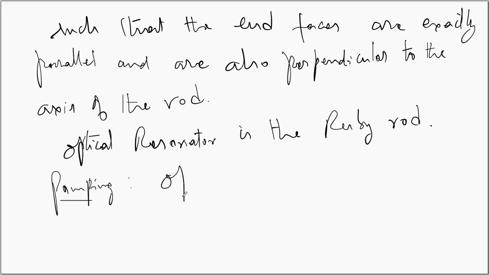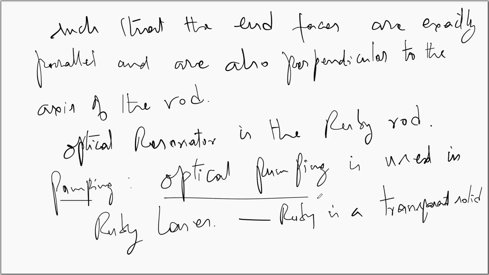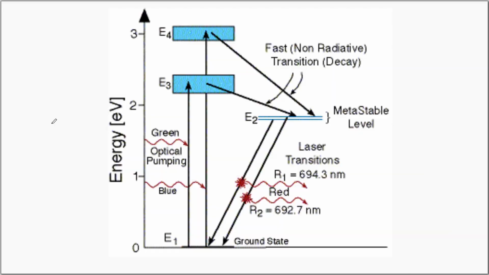Next, pumping. Optical pumping is used in ruby laser because ruby is a transparent solid. The active medium is the ruby rod itself. Now we shall look at the energy level diagram of the ruby laser. From the xenon flash lamp we get white light.